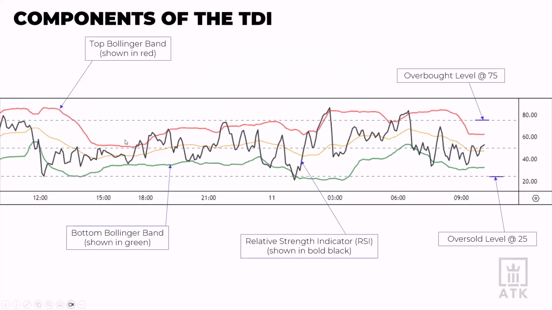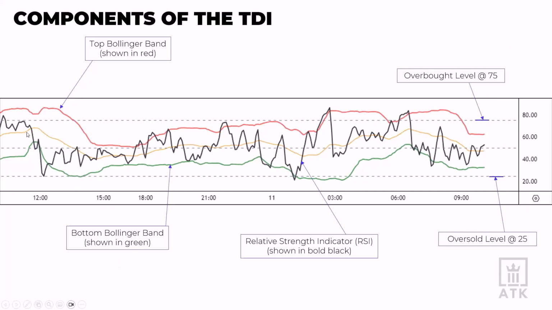Think of Bollinger Bands as rubber bands. If it stretches, it'll snap, and whatever's touching it will fall to the next band, and then that will stretch, and then it'll go to the next one. I'll explain that a little more, but you have a top Bollinger Band, I'm coloring that red. Then you have a bottom Bollinger Band. I'm coloring that green, right?